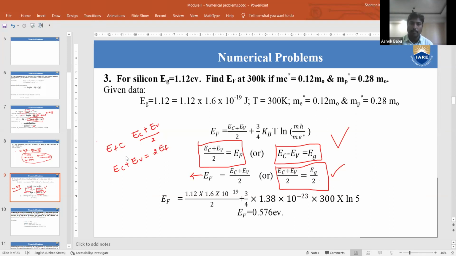So both sides multiply with minus 2 EV. Okay, so EC plus EV minus 2 EV equals 2 EF minus 2 EV. So EV minus 2 EV, nothing but EC minus EV, equals, if we take 2 as common, EF equals, I am substituting EC plus EV by 2, minus 2 EF, 2 EV, right? So by cancelling 2 and 2, I am getting EC minus EV.